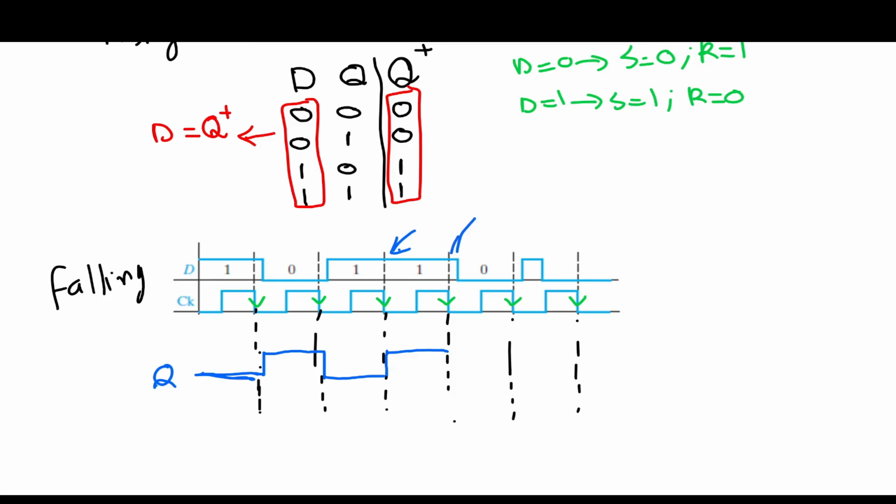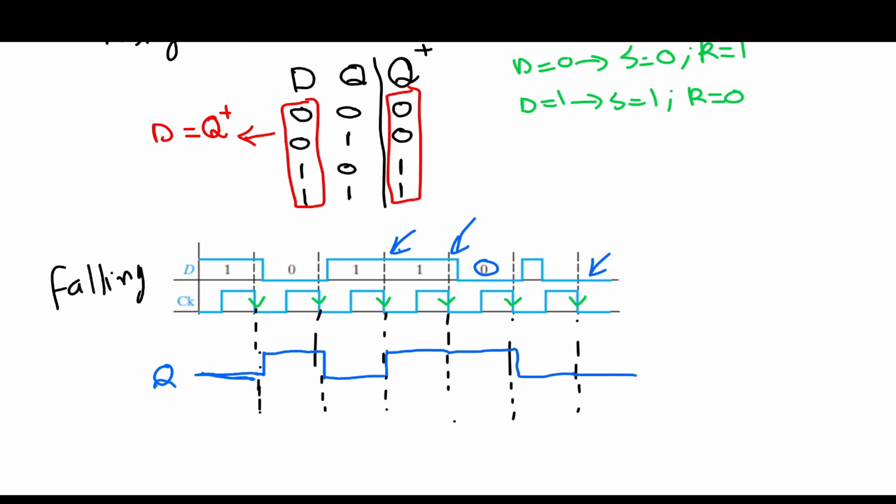At this edge trigger, D is 1. So that means we stay 1 until the next edge trigger. And at this location, obviously D is 0. So that means we will go to 0 until the next falling edge trigger. At this location, D is 0. So that means the next state will remain 0 until the next edge trigger.